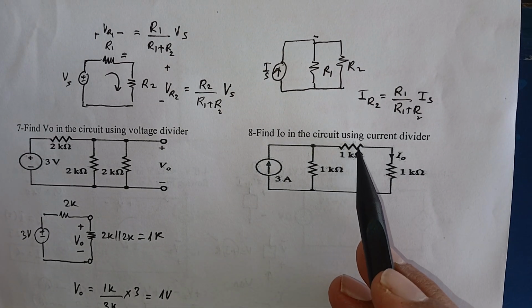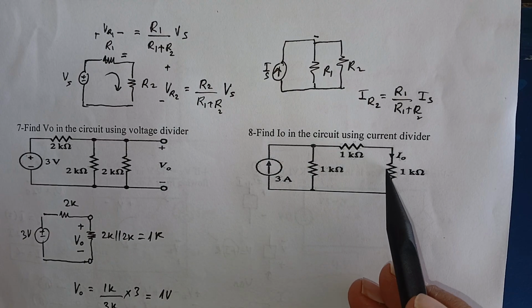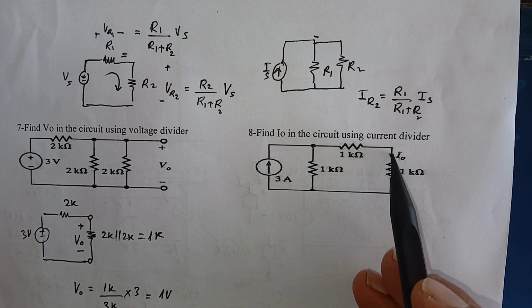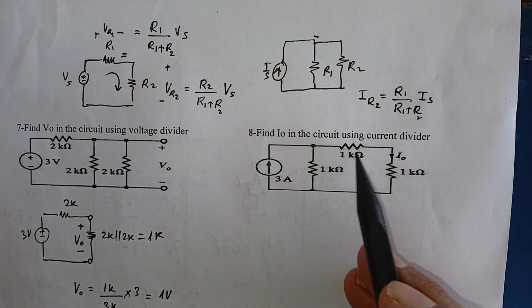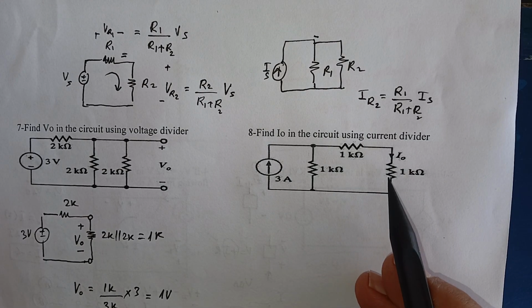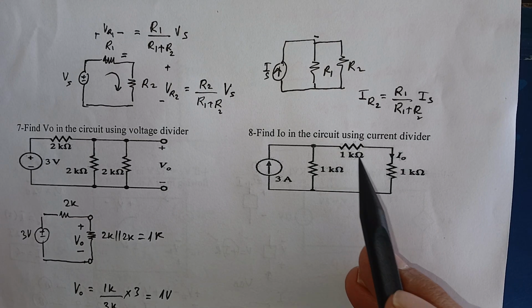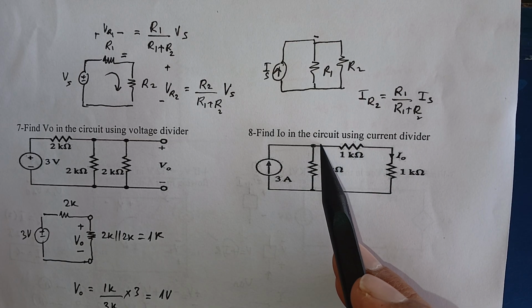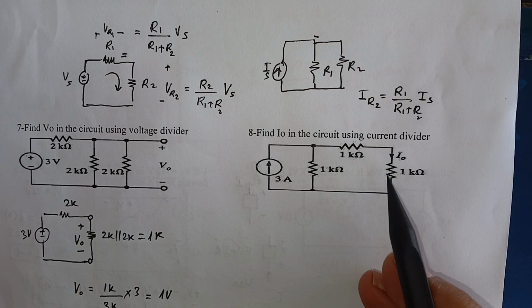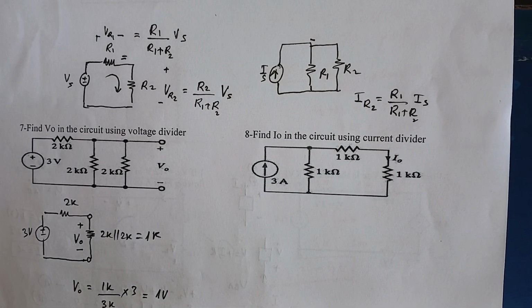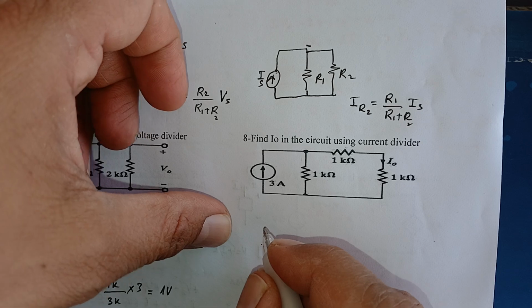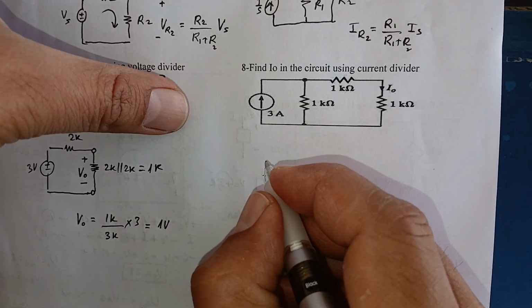So I can see that these two resistors are in series. So these two branches can be reduced to a single branch or single element, so to speak. So 1K and 1K would be 2K, but still the current would remain in the reduced circuit. I'll first draw the reduced circuit. I naught would remain the same.